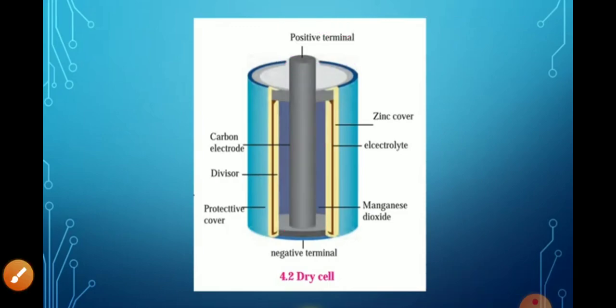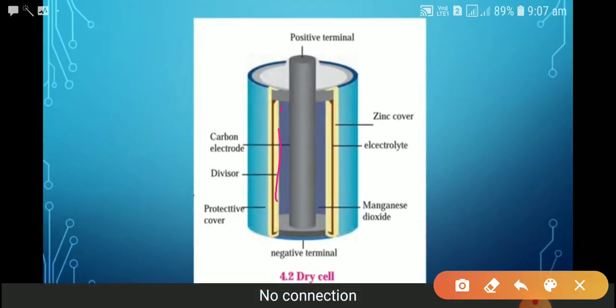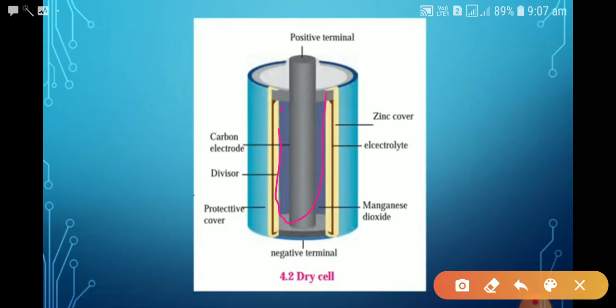Now at the center, you can see a paste of manganese dioxide, MnO2. Yes, this is manganese dioxide. A paste of manganese dioxide is filled outside the rod. This is the positive rod, or carbon rod, and outside the rod it is filled with the paste of manganese dioxide.